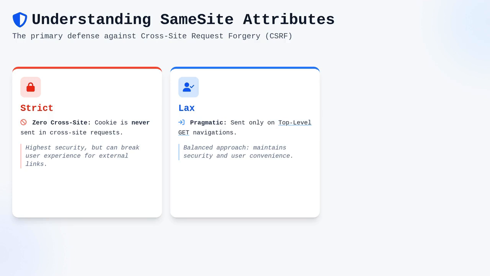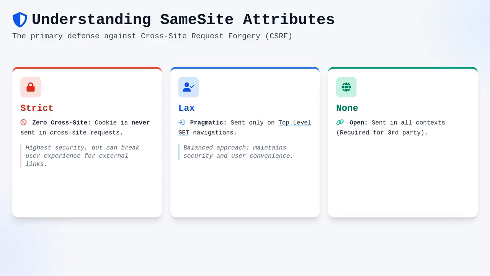A more pragmatic, yet still secure, choice is the Lax value, which allows the cookie to be sent during top-level navigation initiated by a safe HTTP method like GET. The None value, typically required for legitimate cross-site functionality, forces the developer to also implement the Secure flag, effectively mandating HTTPS for all third-party integrations.